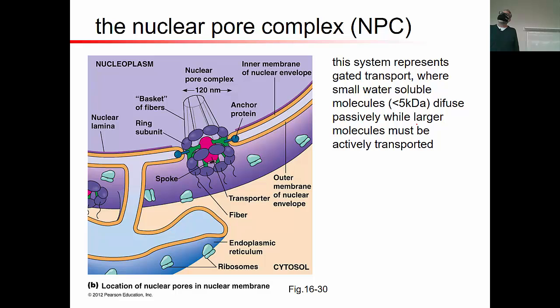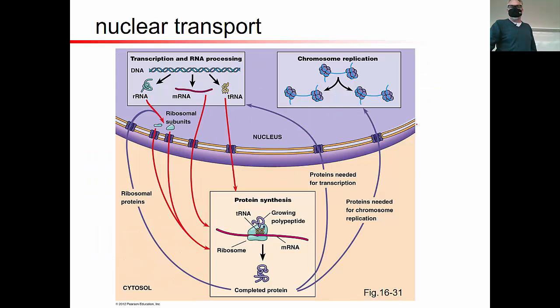However, for larger molecules, they're moved via active transport. And so that means that you can direct whether they're moving in or out at any given time. And so this is what makes nuclear transport so unique. It's a combination of facilitated diffusion and active transport with selected molecules.